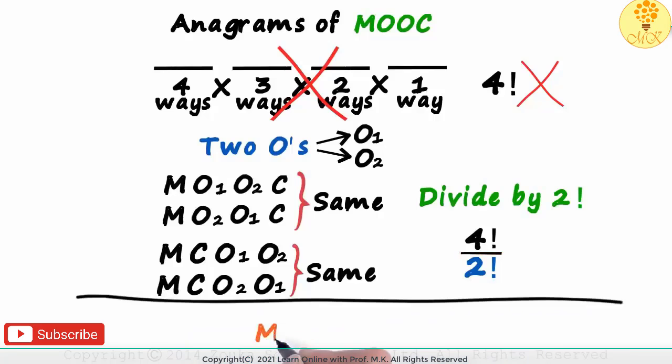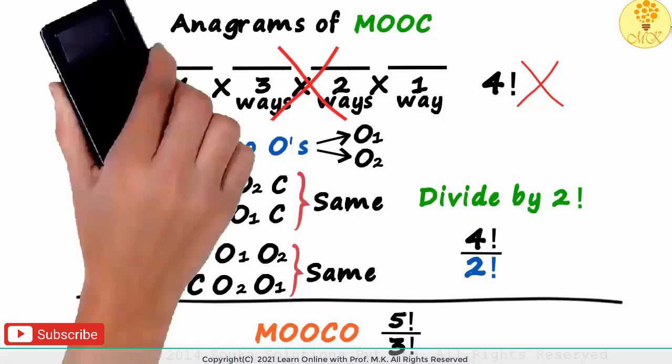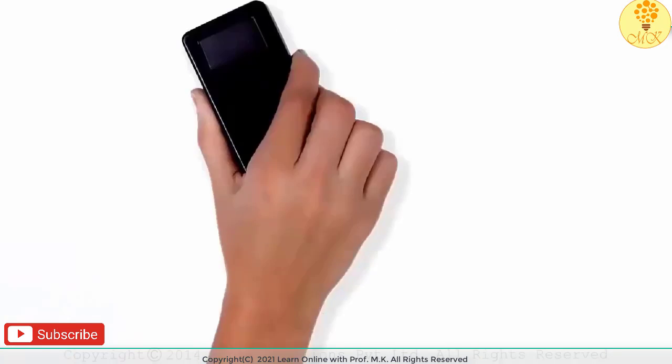What if we had another row? Something like Mooc? It's easy. How many letters do we have in all? 5. So 5 factorial will include all possible anagrams assuming the O's are different. But we have 3 O's here. So to eliminate the repeated ones, we divide 5 factorial by 3 factorial. So here's another one which I want you to try. Find the number of different anagrams possible for the word excessive.